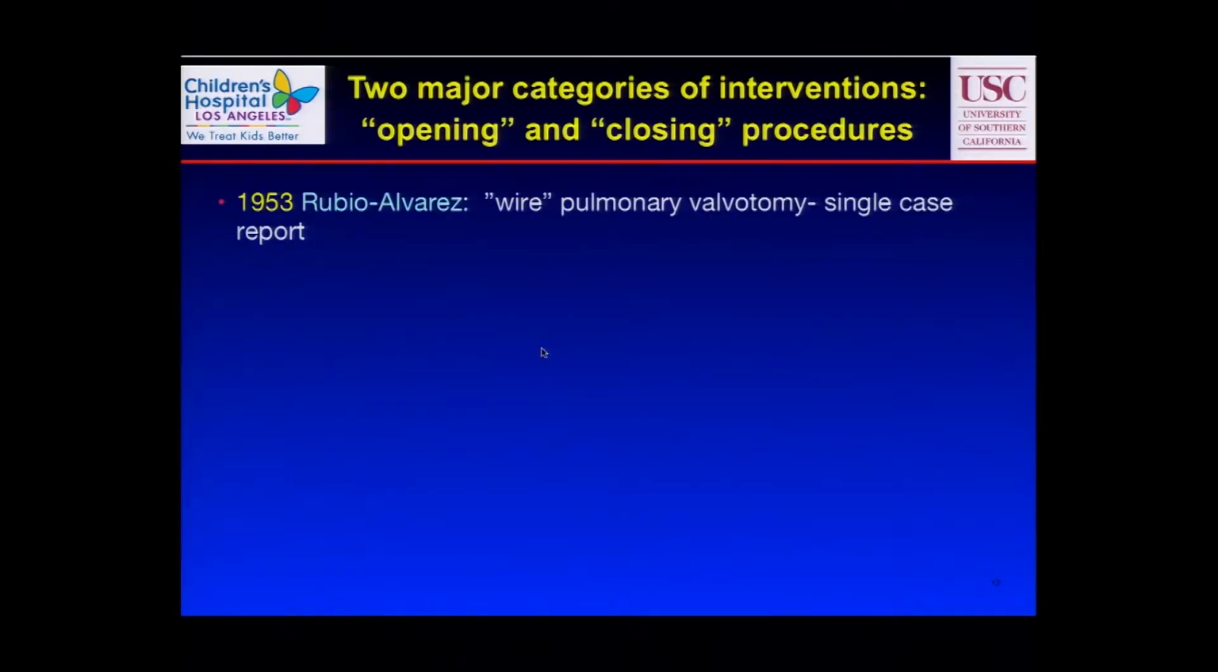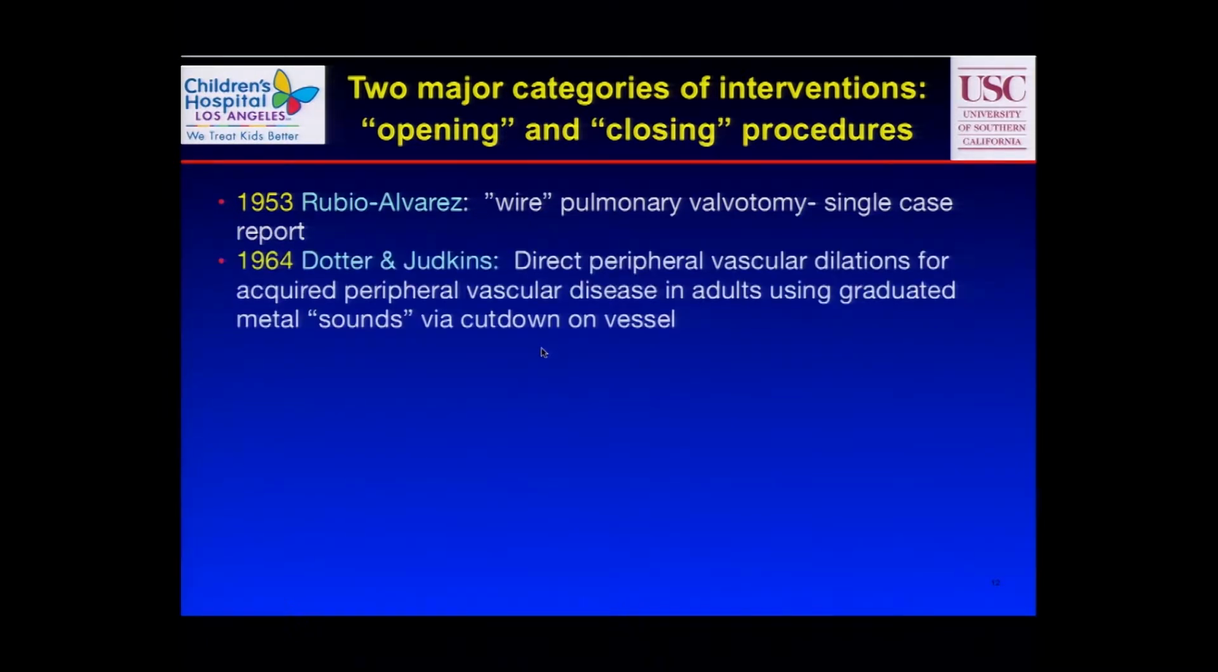So let's go back a little bit. There are two major categories of interventions: we either open things or we close things. In 1953, a wire pulmonary valvotomy was first reported by Rubio Alvarez. So that was before I was born. Dotter and Judkins in '64 started dilating vessels in peripheral vascular disease using basically just dilators, and they thought that was a reasonable way to go, using a cut-down approach.